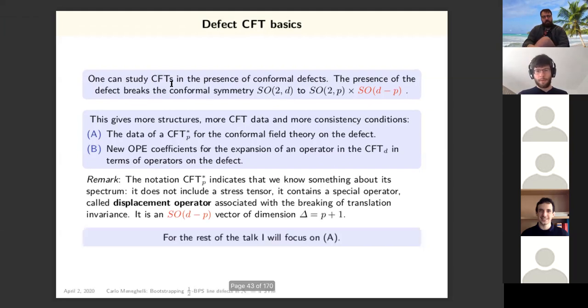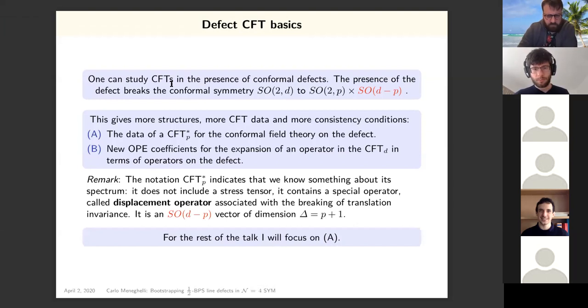Sorry, Carlo, the CFT on the defect, does it have to have a stress tensor, or you know that it cannot have one? I think the thing is, it doesn't have a conserved stress tensor. There is no such operator.